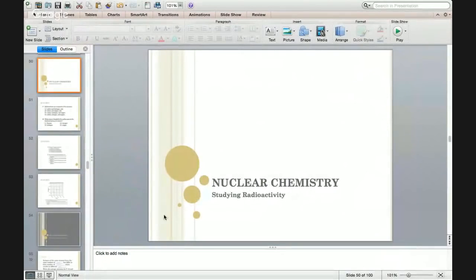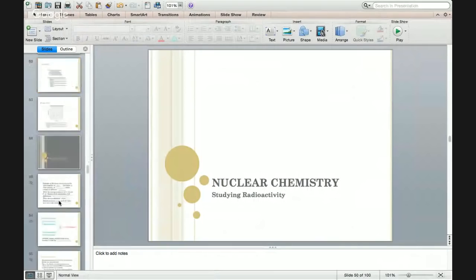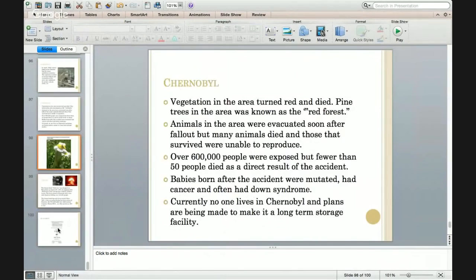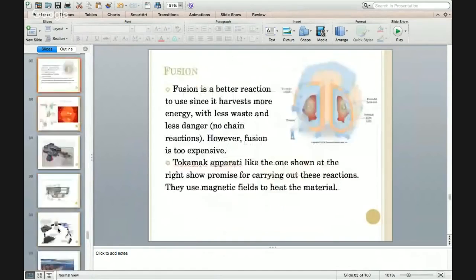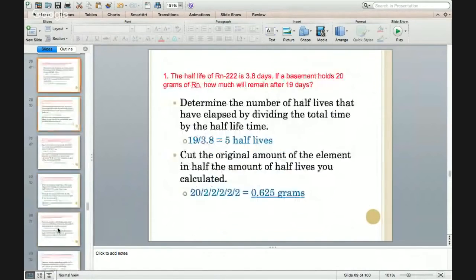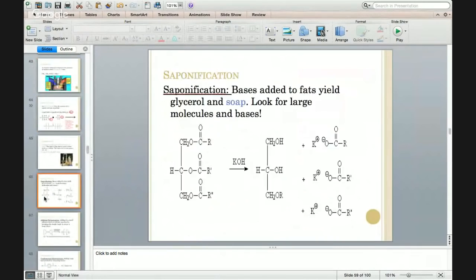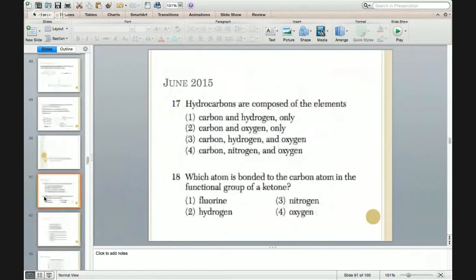So I thought I had some examples, and they seem to have disappeared on me. Let's see if they're somewhere. I had examples from the recent exam. There they are. I wonder how that happened.